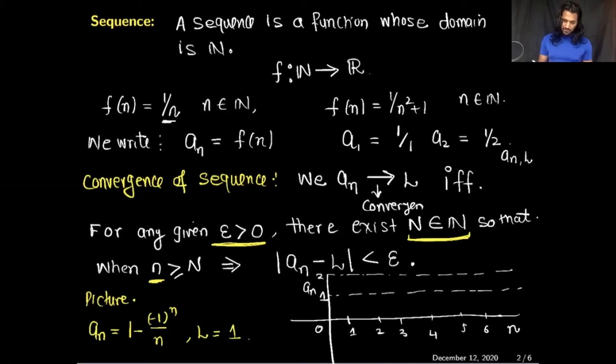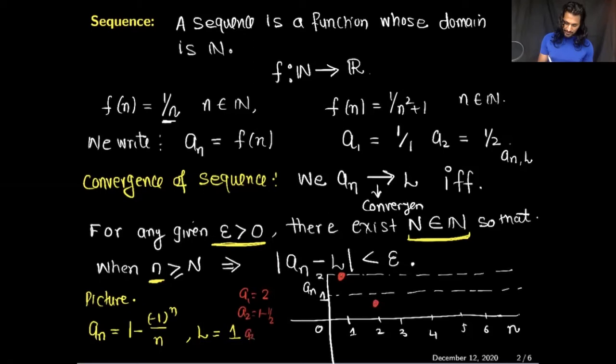So let's start plotting A1. A1 is basically 2, so I will plot it here. What will be A2? A2 is 1 minus 1 half, which is equal to 1 half, and it's going to be somewhere here.